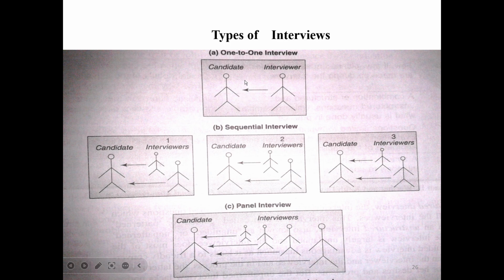One to one means basically a candidate and an interviewer. Based on this relationship, the questions will be asked. Next, the sequential interview. There will be several types. The first type is the one-to-one interview, meaning there will be one interviewer for one candidate. One interviewer will be asking the questions to the candidate.